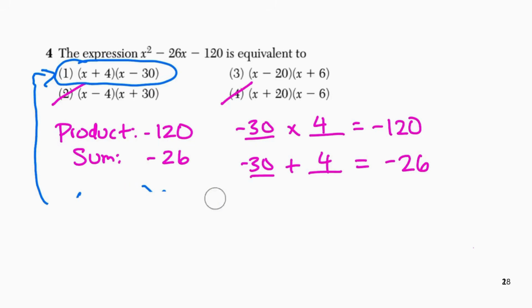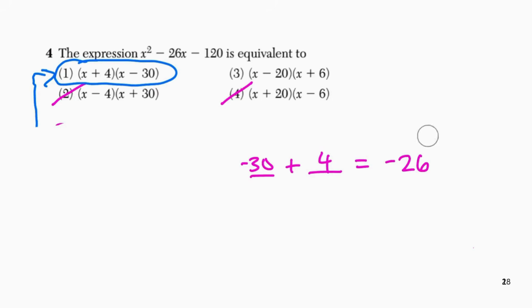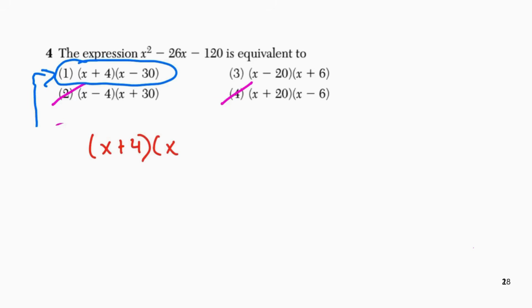Now, strategy number 2, in case you forgot how to factor, would be to just FOIL out these answer choices. So if we're starting with answer choice number 1, and we're going to use FOIL to multiply this binomial by this binomial, we'll see that we end up getting the expression we started with. So we're going to multiply x times x. That gives me x squared. X times negative 30 gives me negative 30x.